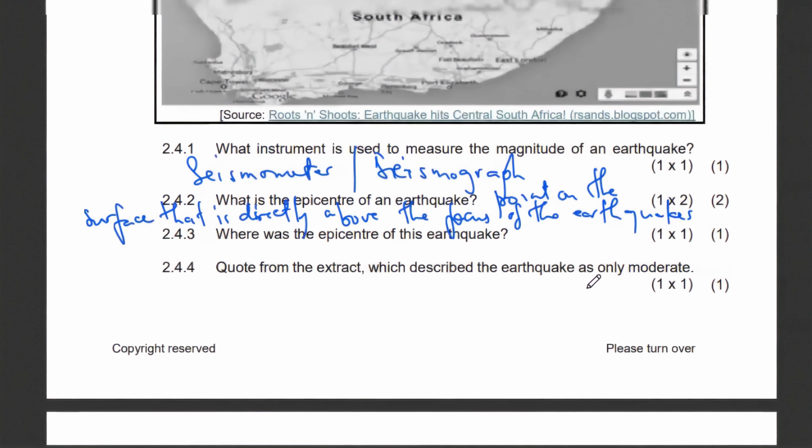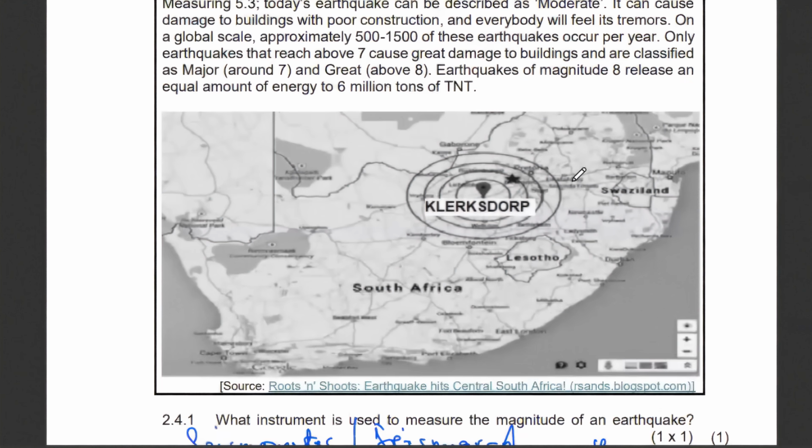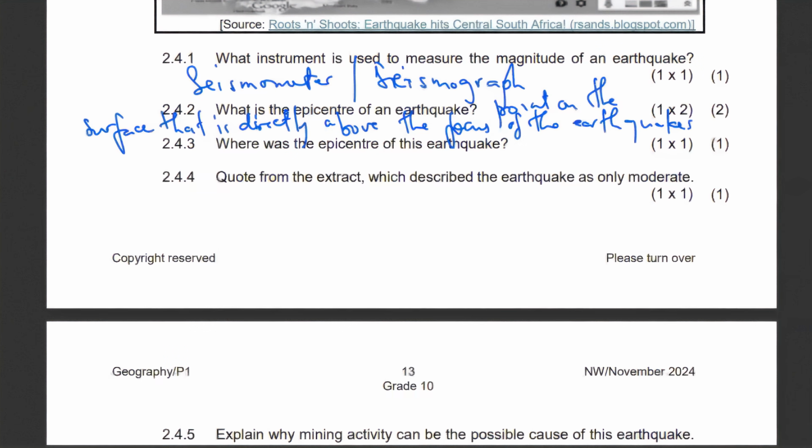Where was the epicenter of this earthquake? According to what we are seeing here, it was in Klerksdorp, somewhere there. So we are saying our epicenter for that reference was Klerksdorp.